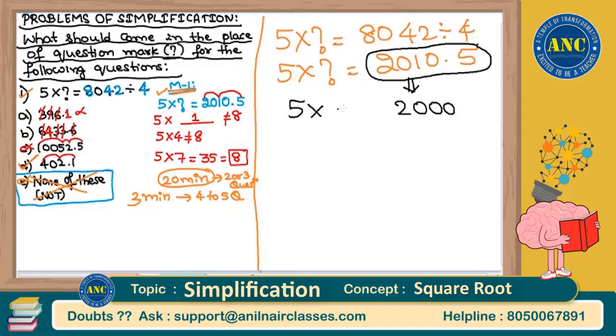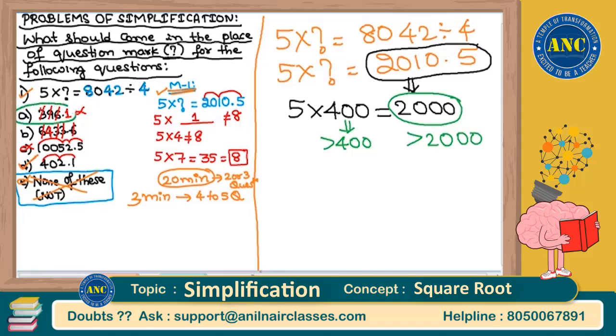5 into which number is giving you 2000? 5 into 400 will give you 2000. But the actual number is slightly greater than 2000. That means this number also should be slightly greater than 400. 396.1 is not greater than 400. Ruled out. 6433, the second option, is too much greater than 400. Ruled out. 10,000 is again too much greater than 400. Ruled out. The other option which is left is 402.1. That should be the correct answer, right?